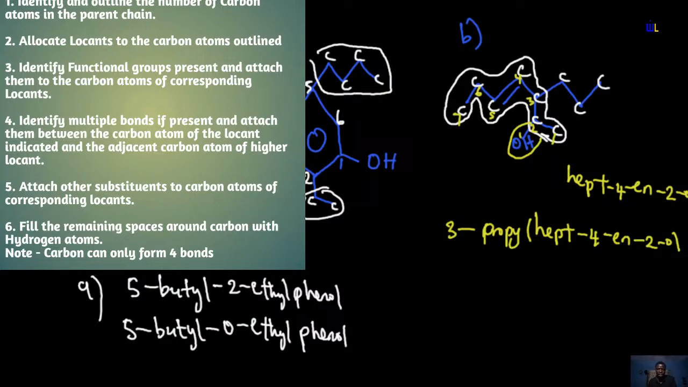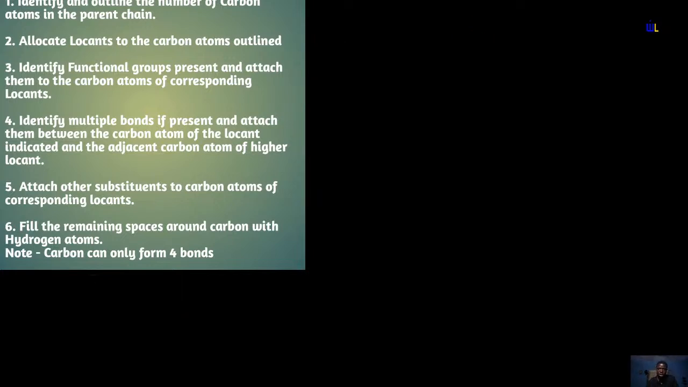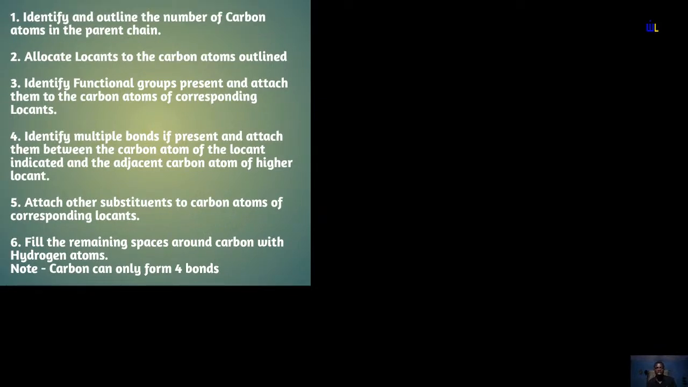All right, let's continue. Now, let's consider these principles. If you consider the first rule, let me bring this down. So let's consider the first rule. The first rule says identify and outline the number of carbon atoms in the parent chain. So what I'm going to do is write the name of a compound, and we are going to convert that compound name to a structure.